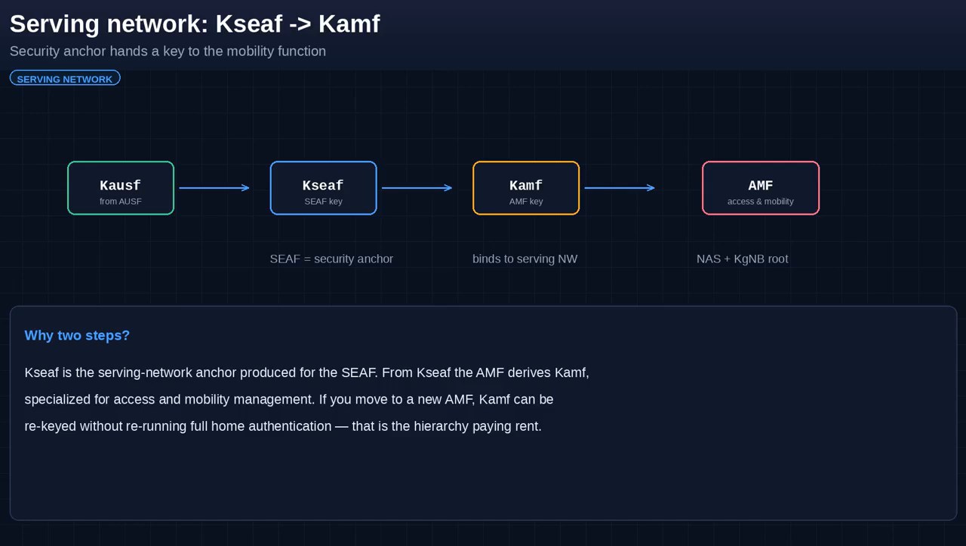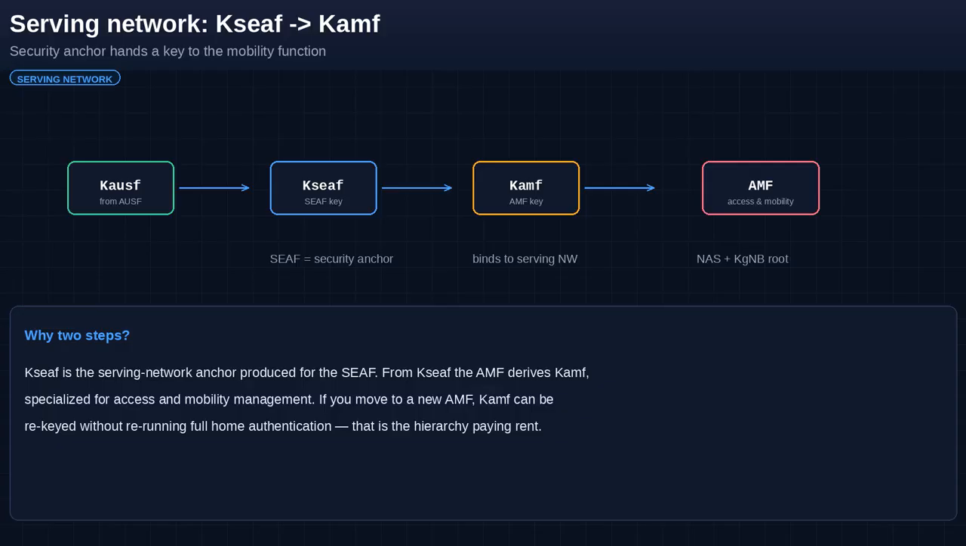From KSEAF, the access and mobility management function, the AMF, derives KAMF. KAMF is the workhorse for the serving core. It will parent the NAS protection keys and the keys that go toward the radio access network. Why two steps, KSEAF then KAMF? Because security anchor and mobility manager are different jobs.